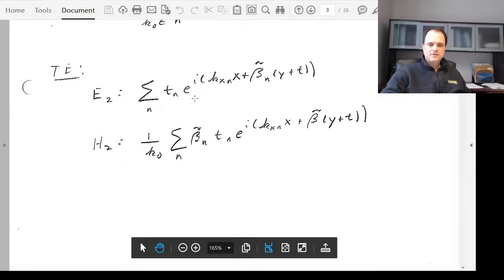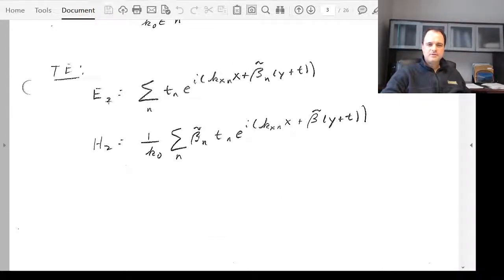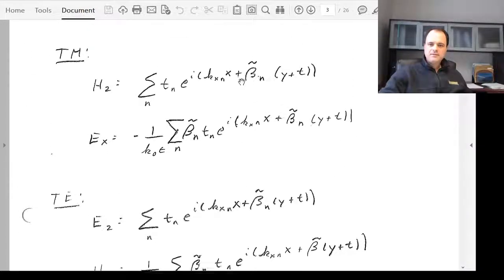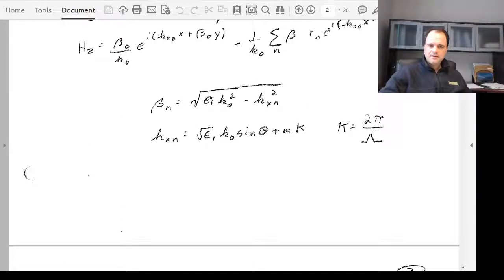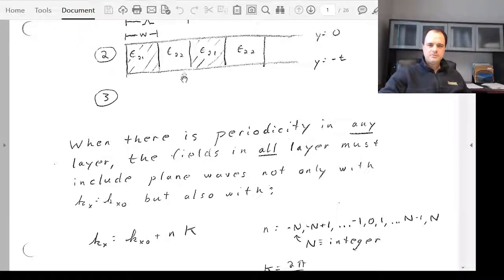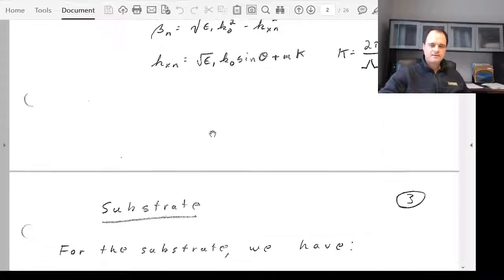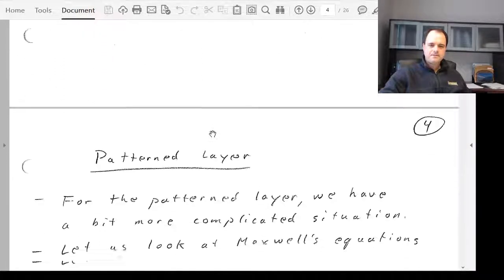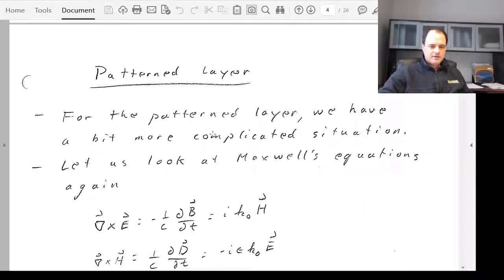For TE, we do something similar to get H sub Z once we know E sub X. Again, these are downward scattered waves. You can tell that by having the positive here instead of the minus. All right. Your beta tilde, by the way, is simply this. It looks like this, but you have the epsilon 3 here because it's in layer 3. These would be the waves coming down in a variety of directions in medium 3. All right. So that's the substrate. Now, so that's all fairly easy.